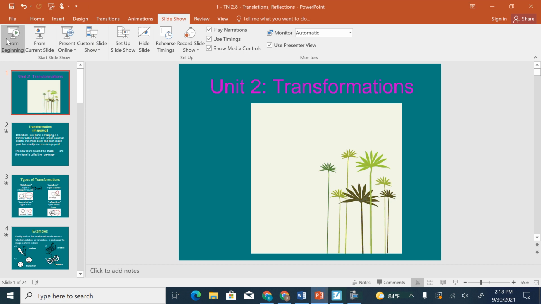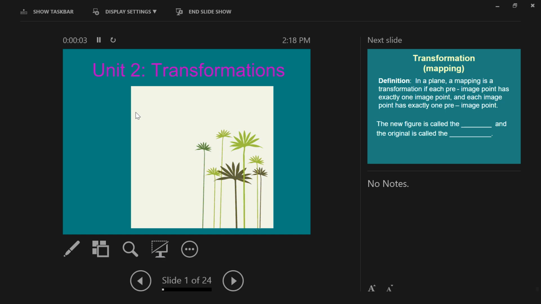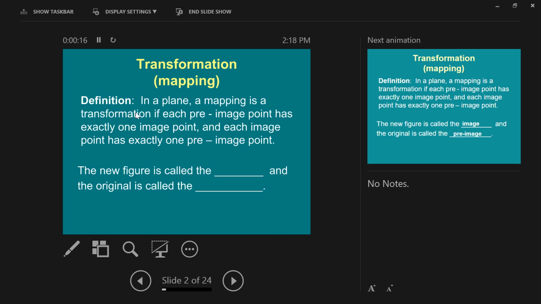So, starting our next lesson, we are going over transformations. So, on the notes I just handed out to you, the first thing we're going to do is define transformations. So, here's what you need to copy down on that definition line.